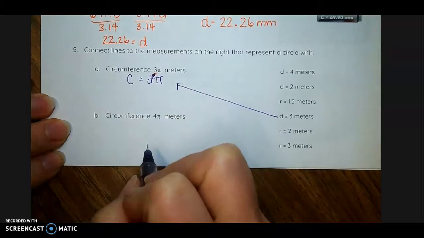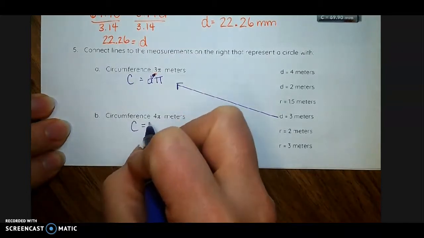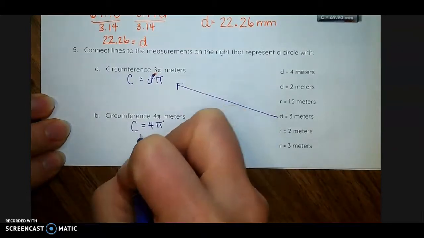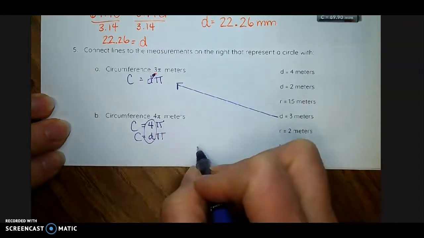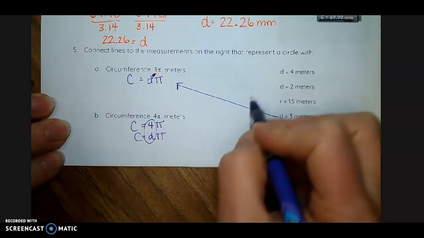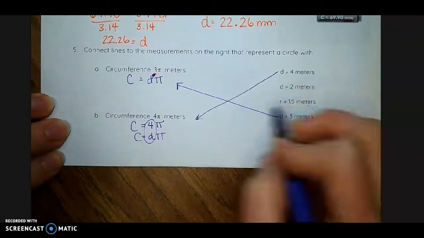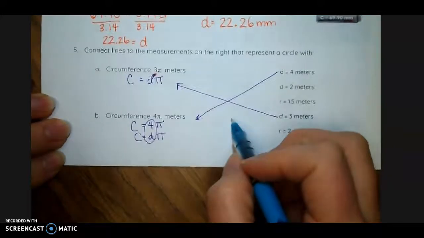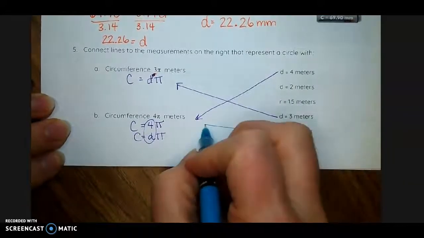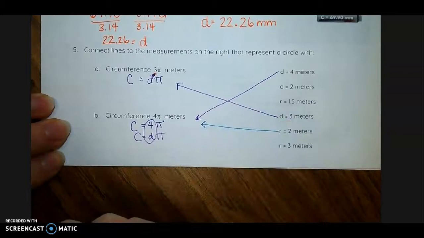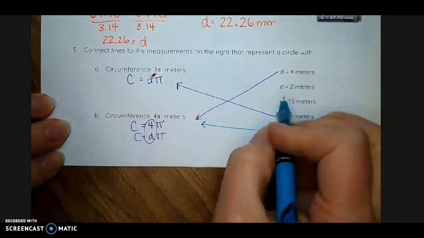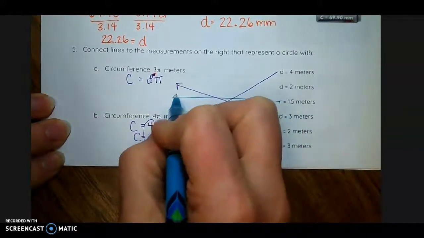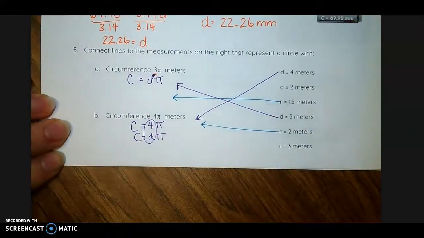This next one says circumference of 4 pi. Well, circumference equals diameter times pi. So on this one, my diameter must have been 4. Well, now, since my diameter is 4, half of my diameter would be my radius, so my radius must have been 2 for this one. And if my diameter here is 3, my radius is half of that, so my radius here must have been 1.5.